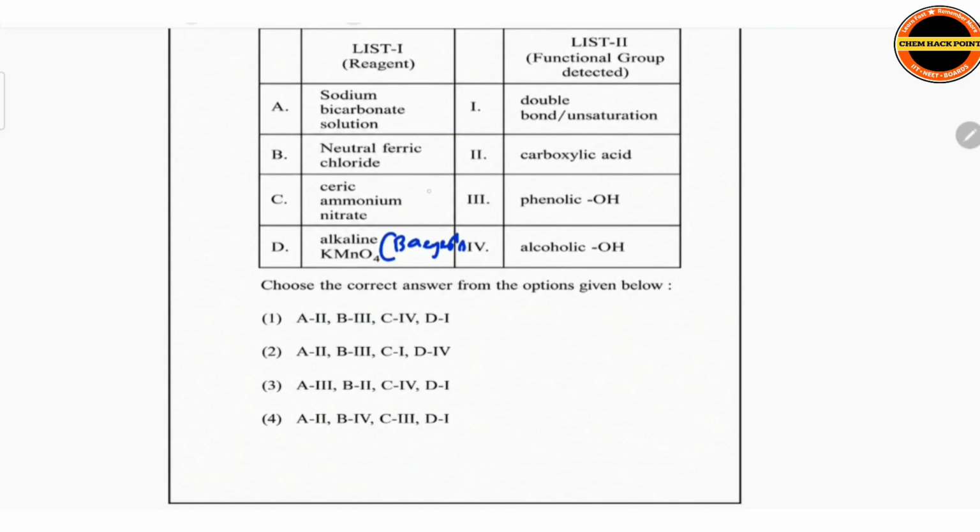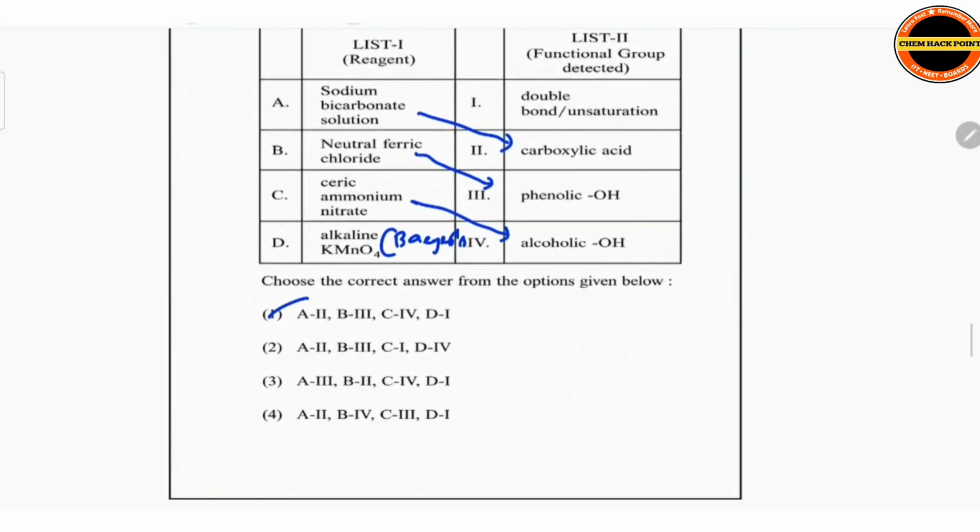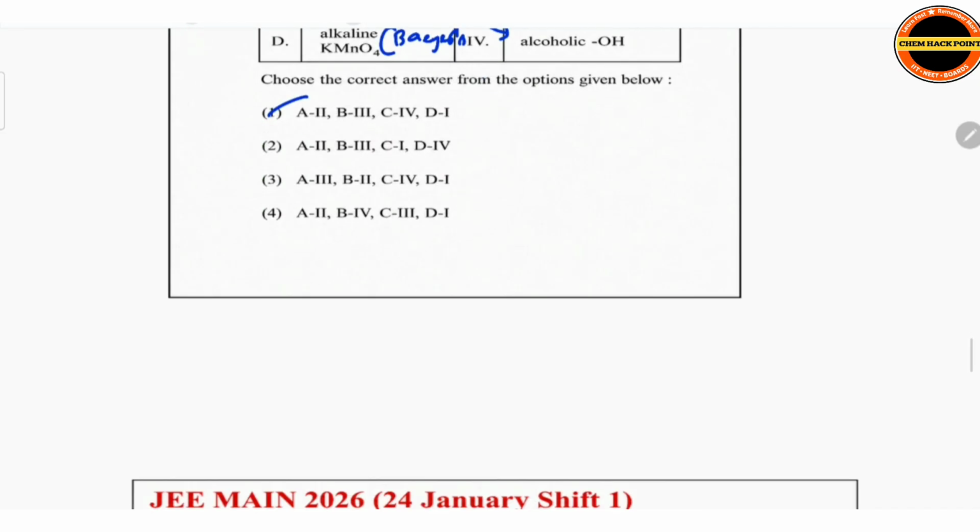Ceric ammonium nitrate is used to distinguish alcoholic OH, because ceric ammonium nitrate gives red color with alcoholic OH. Neutral FeCl3 for phenolic OH. Just now I gave above under key points all these points. And then carboxylic acid reacts with sodium bicarbonate solution. So which is the matching option here? First of all, A giving 2, like 3 options like that. Neutral FeCl3, B is giving phenol 3, 2 options. Ceric ammonium nitrate, C is giving 4. First is the correct answer. Okay. Bayer's reagent for double bond unsaturation.